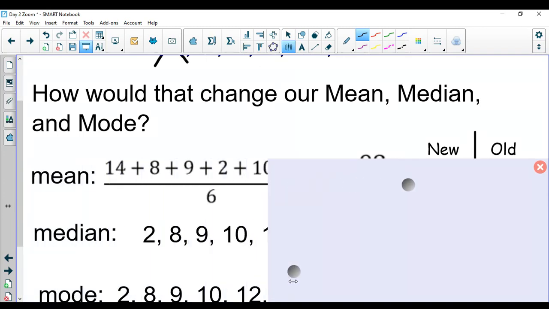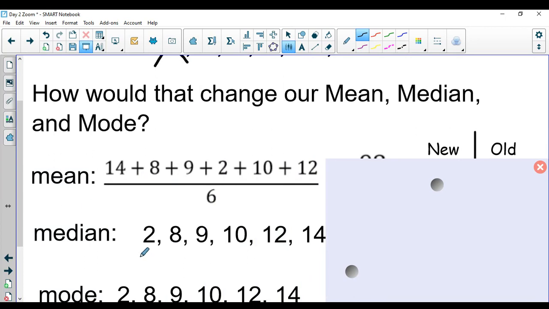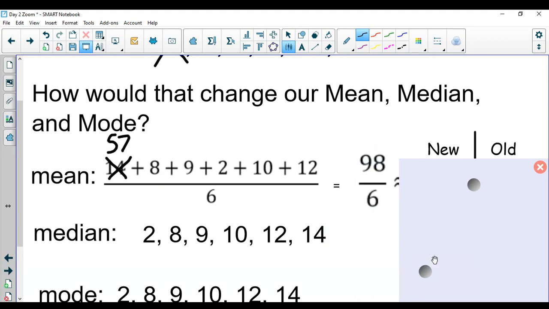All right. So our mean would look like this, right? We're going to just replace that 14 with the number 57. And then when we add up all those numbers, we get 98 over 6. All right, so we have a new mean of 16.3.